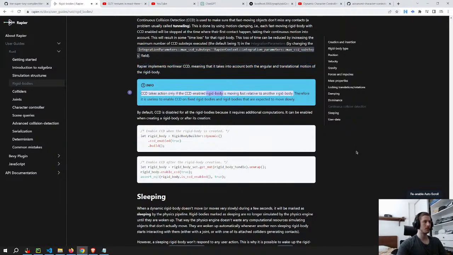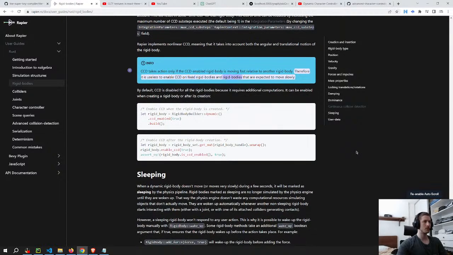CCD takes action only if the CCD-enabled rigid body is moving fast relative to another rigid body. Therefore, it is useless to enable CCD on fixed rigid bodies and rigid bodies that are expected to move slowly. By default, CCD is disabled for all rigid bodies because it requires additional computations. It can be enabled when creating a rigid body or after creation. Enable CCD.